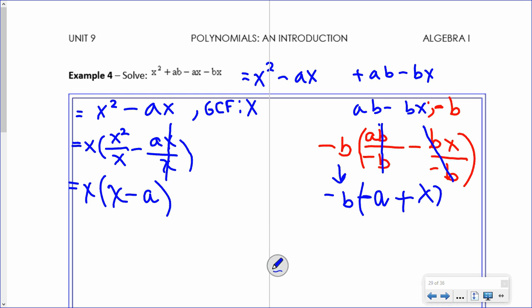All right, so let's look at the inside. Are those the same? Yes. Do I have a positive x? Do I have a negative a? Are they in the same order? Who cares. So when we group these, my greatest common factor equals x minus b times, it doesn't matter which one you choose, x minus a.